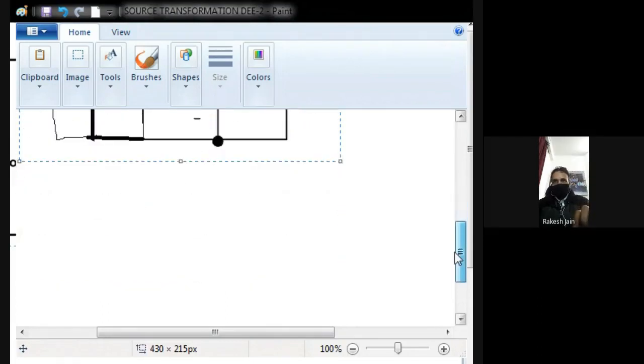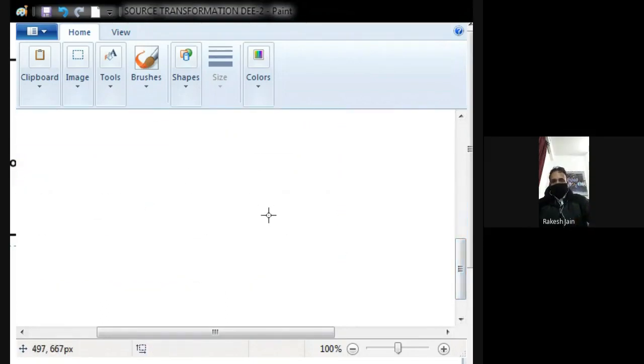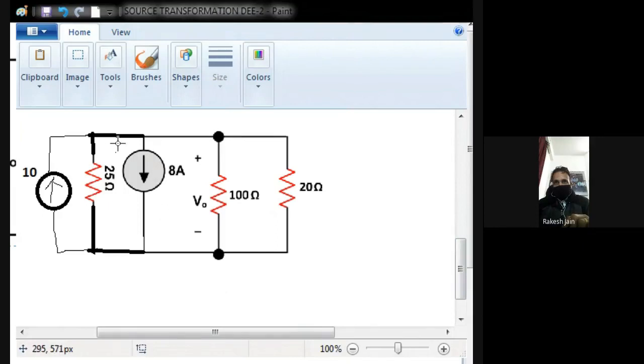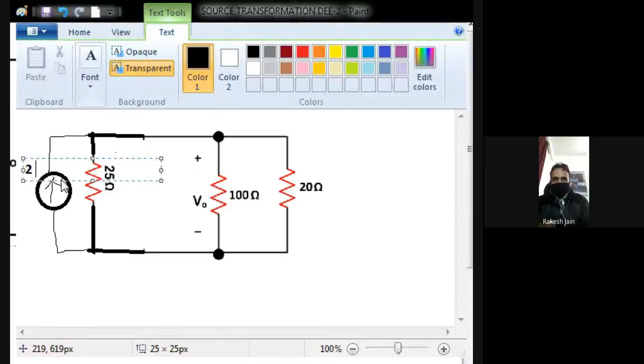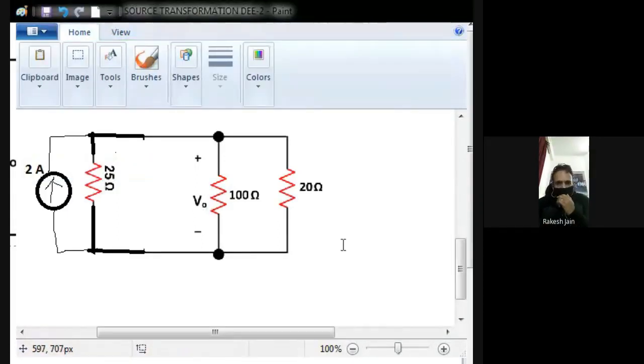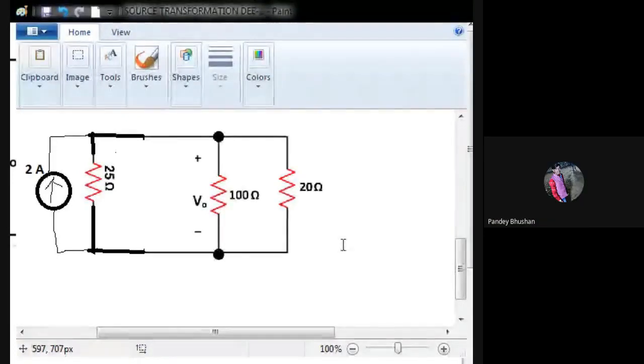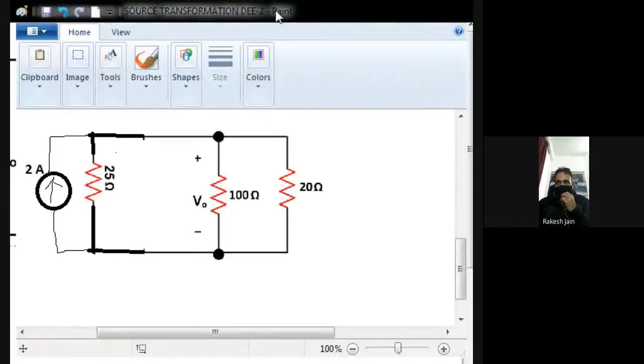Now see what I want to say. I replace the circuit such that this 8 ampere source will be removed from the circuit, and it will be added with the 10 ampere source, but the direction is opposite. So 10 minus 8 is equal to 2 ampere. Okay. Any problem? No, sir. No problem. Ganesh, Abhishek, Ritik, Ganesh. No, sir. Yes, sir.